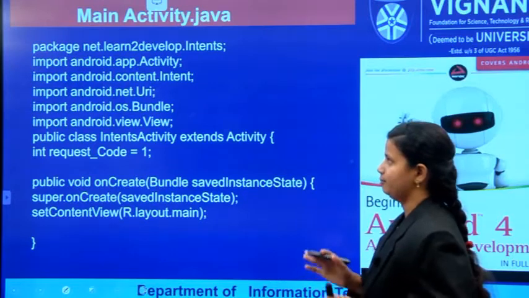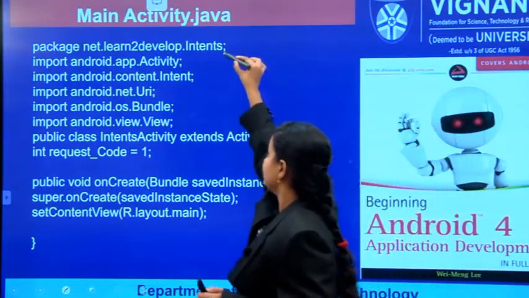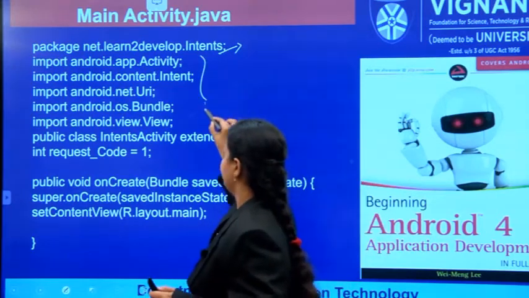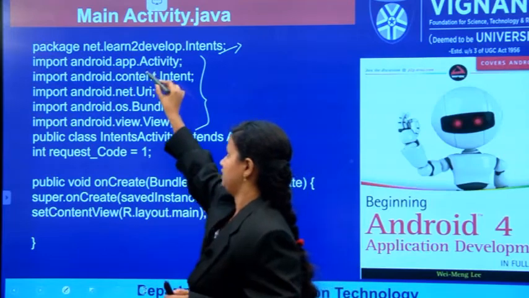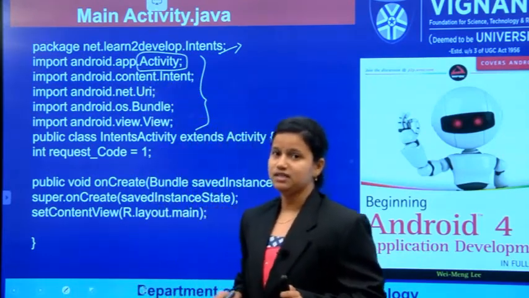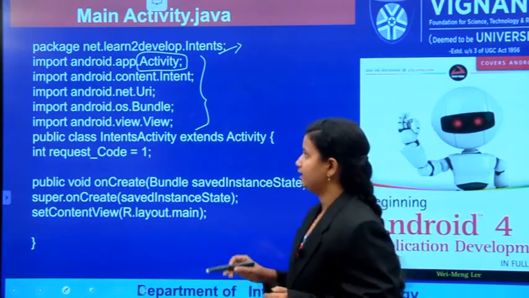So what is the Java implementation for this program? The Java implementation mainly has packages. After that we are importing different things. When you are observing activity, why are we using activity? The application is to be developed in an activity. So that's why we have to import the activity class.